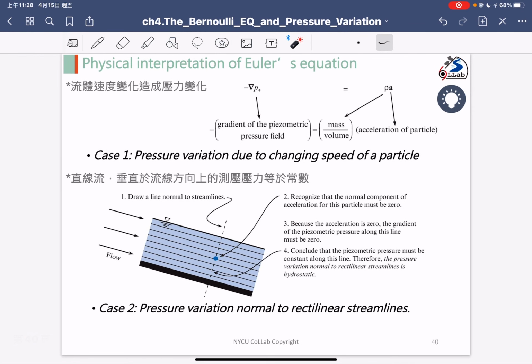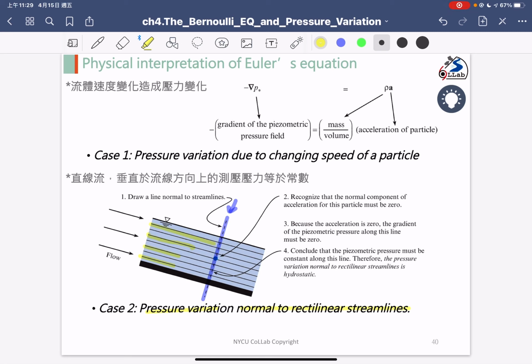Now some ideas for the physical interpretation of Euler's equation. The first, which I already taught you, is the pressure variation due to the changing speed of the particle. As you can see, there are streamlines, all parallel to each other. If you draw a line normal to the streamlines, the blue line here, the piezometric pressure along this line is the same everywhere. So along the blue line there is no acceleration in that direction. This tells us about the pressure variation normal to straight streamlines.